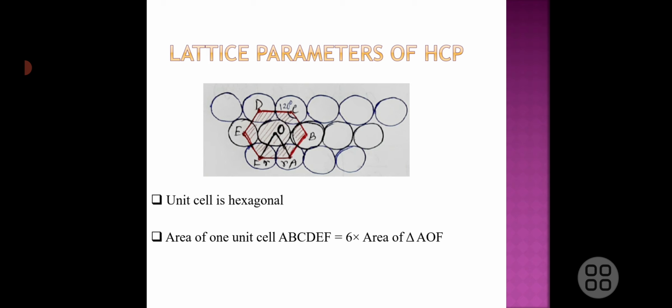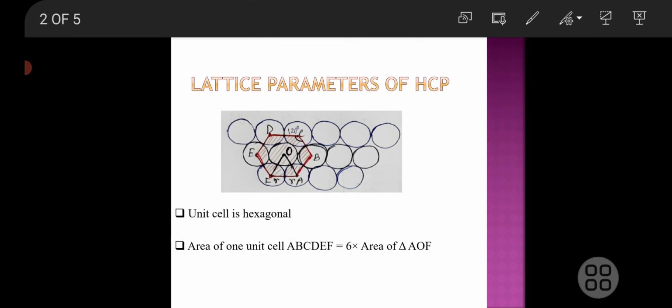So first we would like to find out the area of the unit cell. If you observe carefully, you can see that in this unit cell there are six triangles. One triangle is clearly shown here, this is O, E, A. You can make the second triangle, third, fourth, fifth, and the sixth triangle. So this unit cell is made up of six triangles. So the area of this unit cell is 6 times the area of a single triangle.